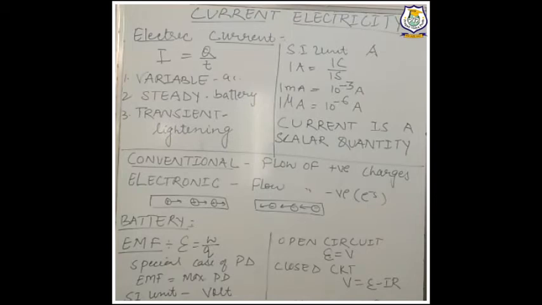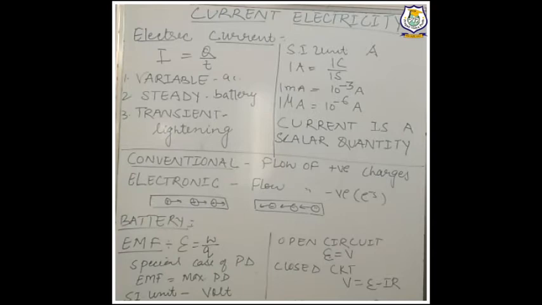Now the second is steady current. Steady current is provided by, for example, a battery or cell. Anywhere we use a cell or battery to run our devices, like torches, hearing aids, or cell-driven clocks, that current is known as steady current.